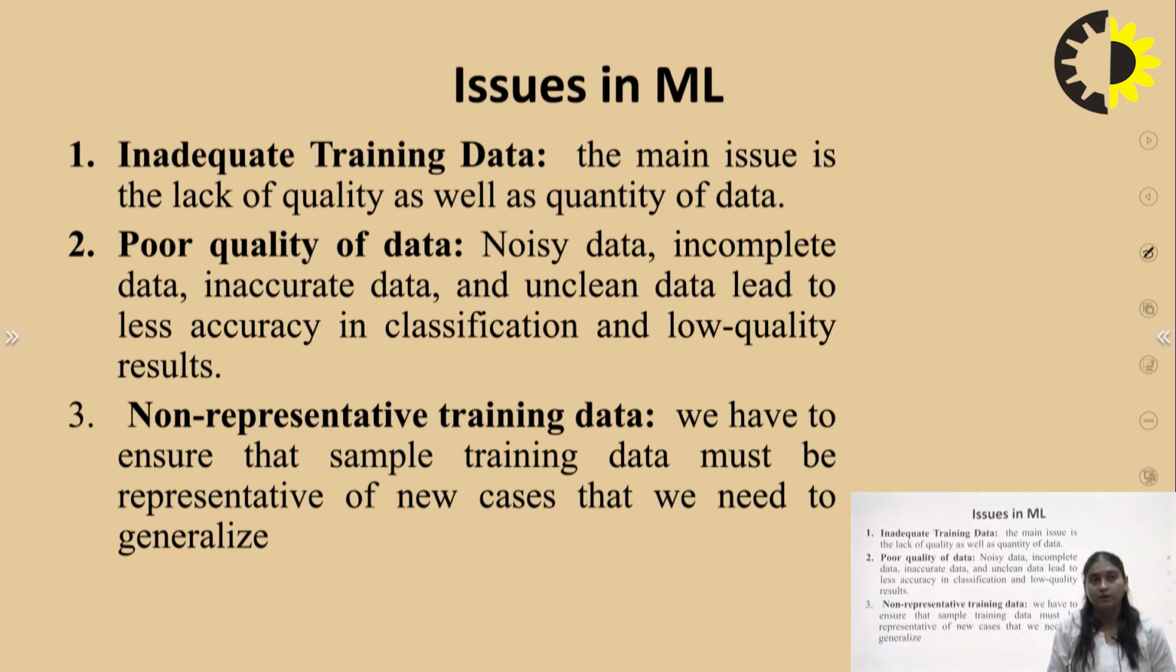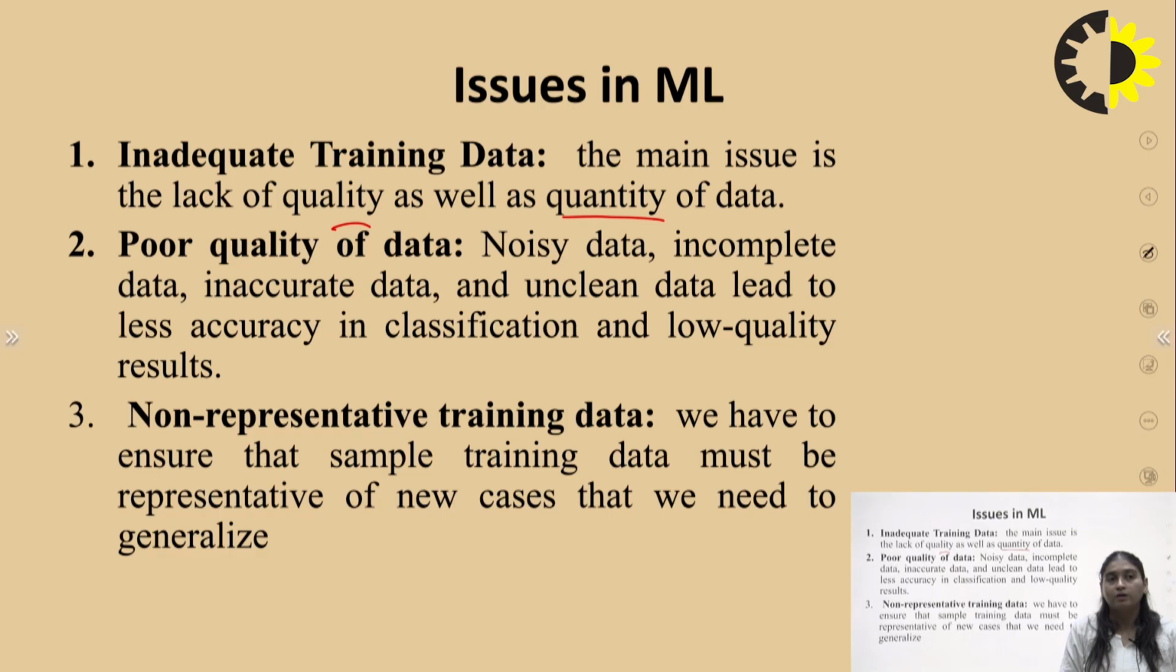So inadequate training data means the main issue is related to the quality or the quantity of the data. Quality means whether it has some wrong values, null values, or whether the data is in the right format or not. All these things refer to quality, and quantity is how much data you require. Poor quality means incomplete data, inaccurate data, etc.